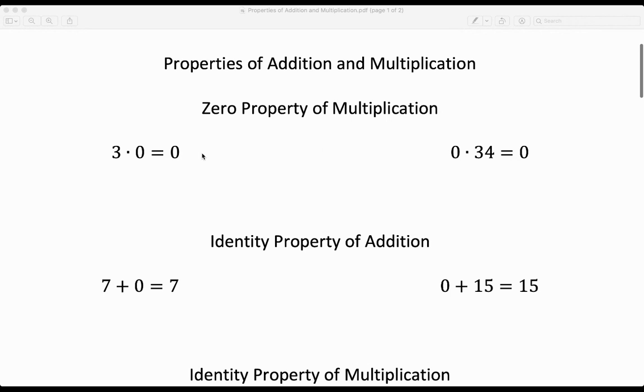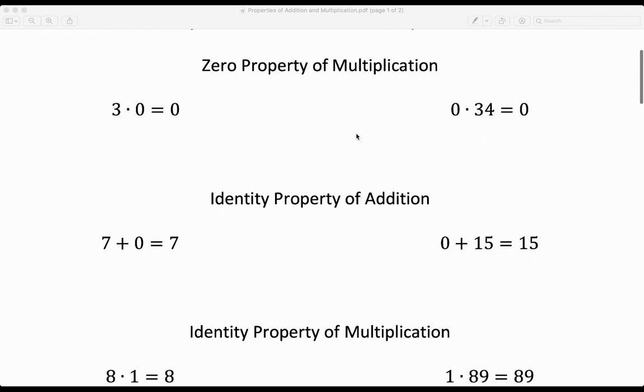multiplication. Now that sounds kind of trivial, but it is a property that's very important, especially as you move into some higher mathematics. It's very important to realize when you times by zero any other number, it equals zero. And the same thing if the zero is first. Zero times any number is still going to equal zero. That's called the zero property of multiplication.